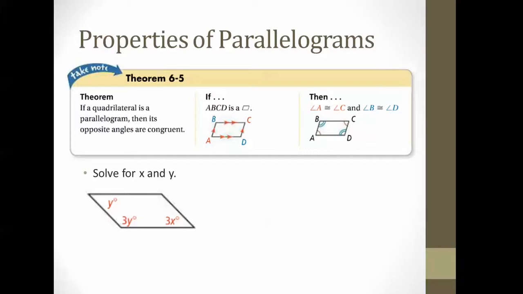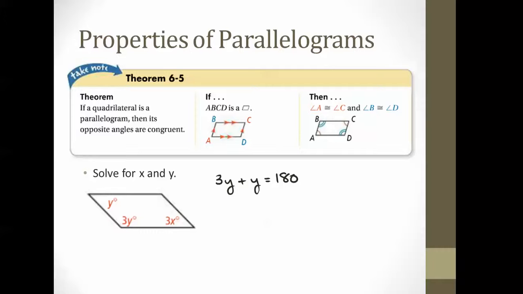The next property says if a quadrilateral is a parallelogram, then its opposite angles are congruent. So opposite angles are angles that are all the way across the parallelogram from one another. So in the example above in the theorem, angle A is congruent to angle C, angle B is congruent to angle D. We're asked to solve for x and y in this parallelogram here, assuming that this figure is a parallelogram.